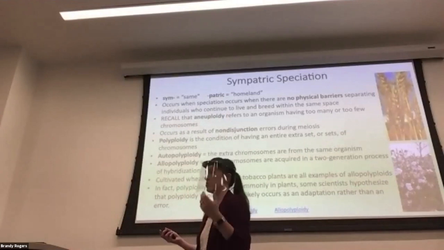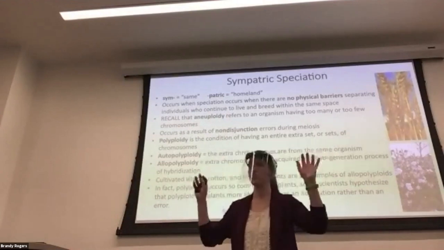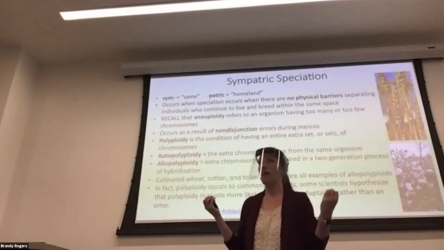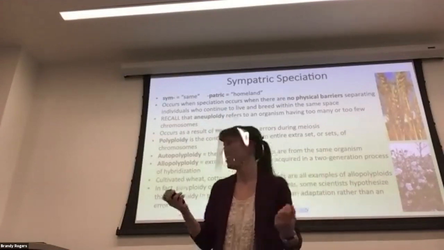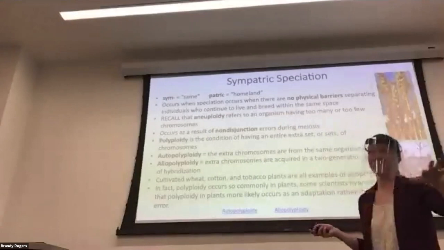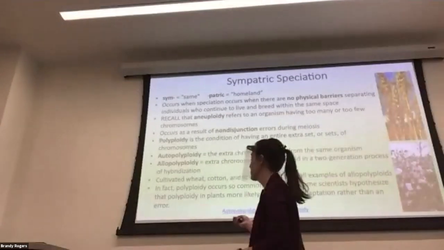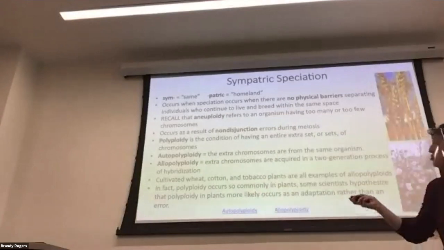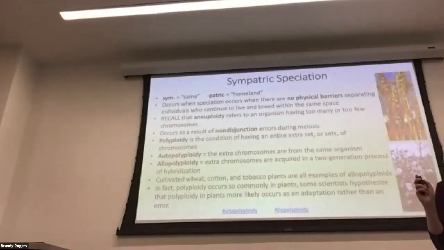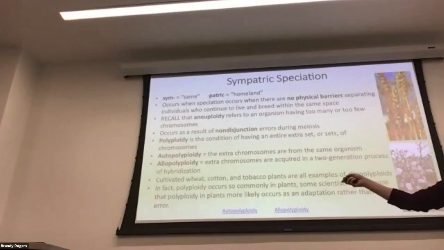So usually animals don't respond very well to having too many or too few genes. We are just fragile and sensitive creatures. But plants, they love it. They actually do really well with polyploidy and non-disjunction and all kinds of weird stuff going on, which is where we get to these examples of sympatric speciation. I'm getting to a point.